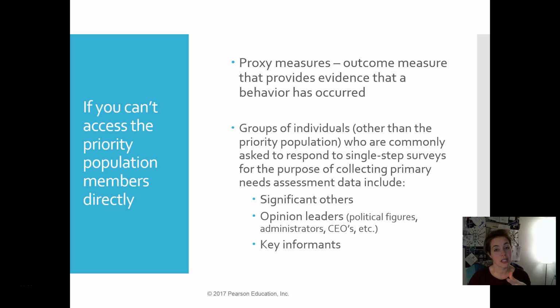So this could include significant others. I think about this in terms of caregivers of those who are living with dementia, or caregivers of infants who can't speak for themselves just yet. You can also look to opinion leaders, so political figures, administrators of maybe school districts, or those who are otherwise very much boots on the ground and aware of the population directly. So you can access information through those individuals, or key informants.